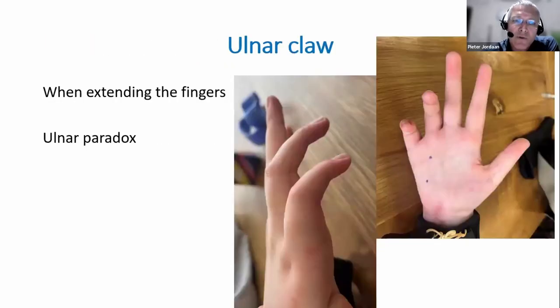When you get to ulnar claw, it's the opposite. This is an ulnar claw that you get when the patient tries to extend their fingers. So when they try and extend, they can't extend it. And remember about the ulnar paradox.